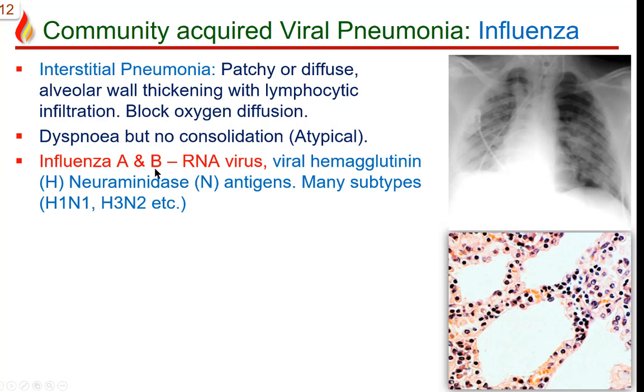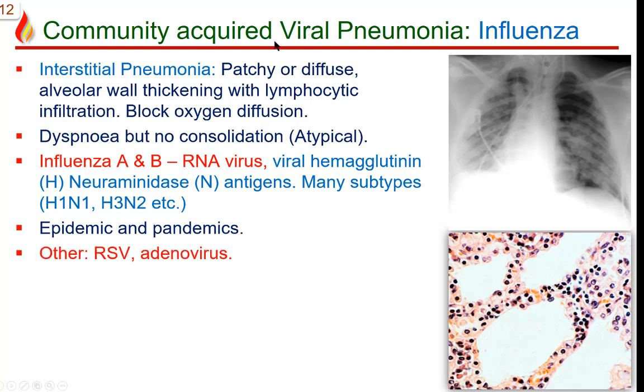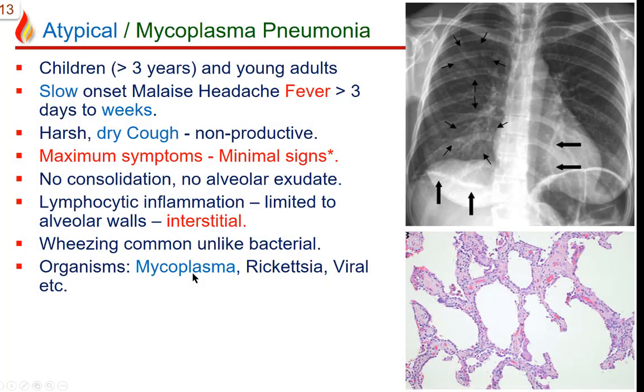Influenza A and B, an RNA virus, has two special antigens, hemagglutinin H and neuraminidase N antigens, and there are many subtypes, and usually it occurs in epidemics, pandemics, and seasonal variations. Community acquired viral pneumonias can also be caused by other viruses, respiratory syncytial virus, adenovirus, etc.